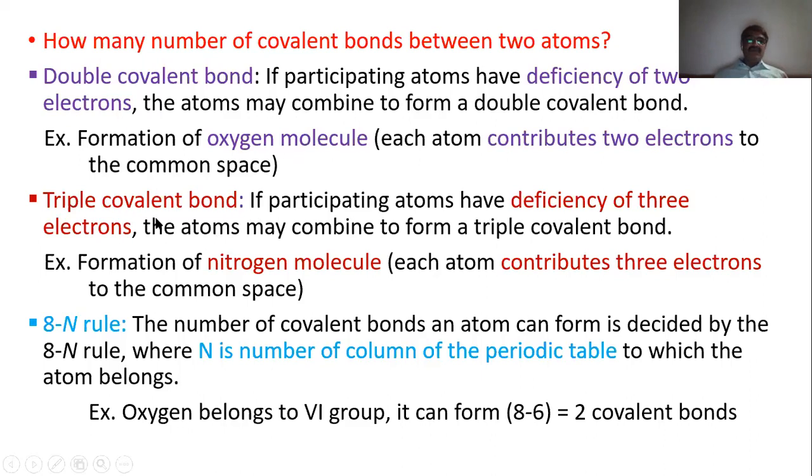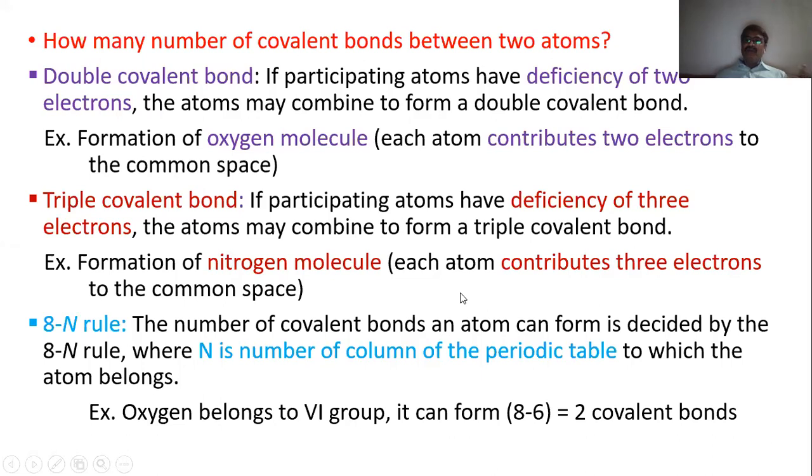Okay, so is there any possibility of a triple covalent bond? Yes. If the atoms participating in the formation of covalent bond have a deficiency of three electrons each, then a triple covalent bond will form. And the best example is the nitrogen molecule. Each nitrogen atom has three unpaired electrons. So three pairs will be formed, and in this way, a triple bond is formed.